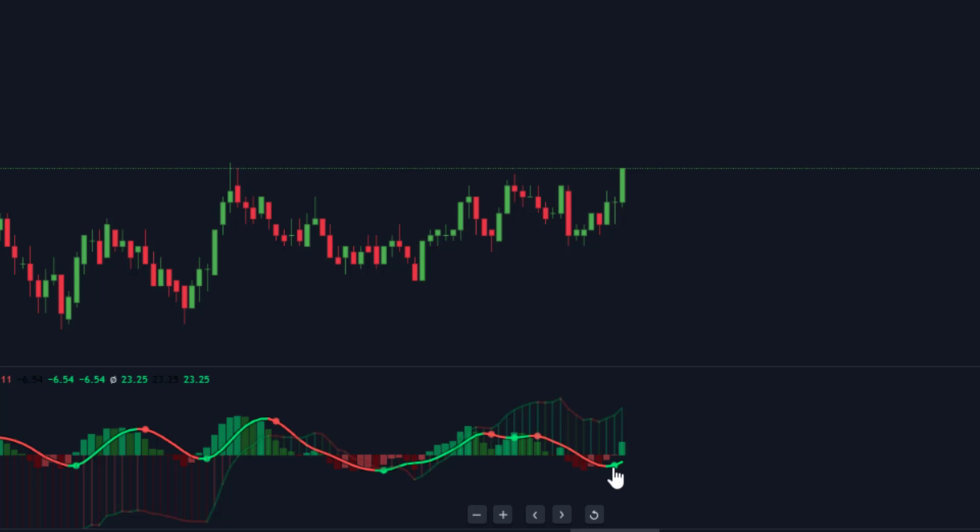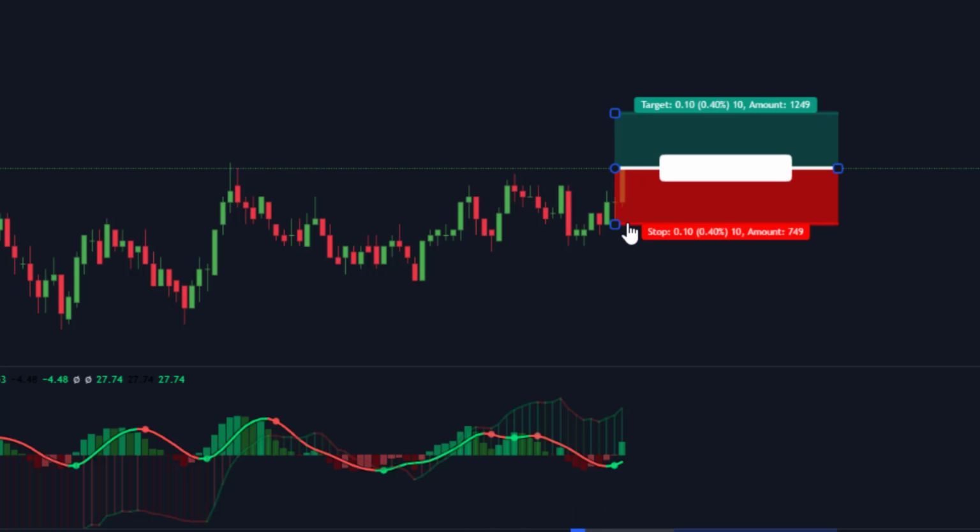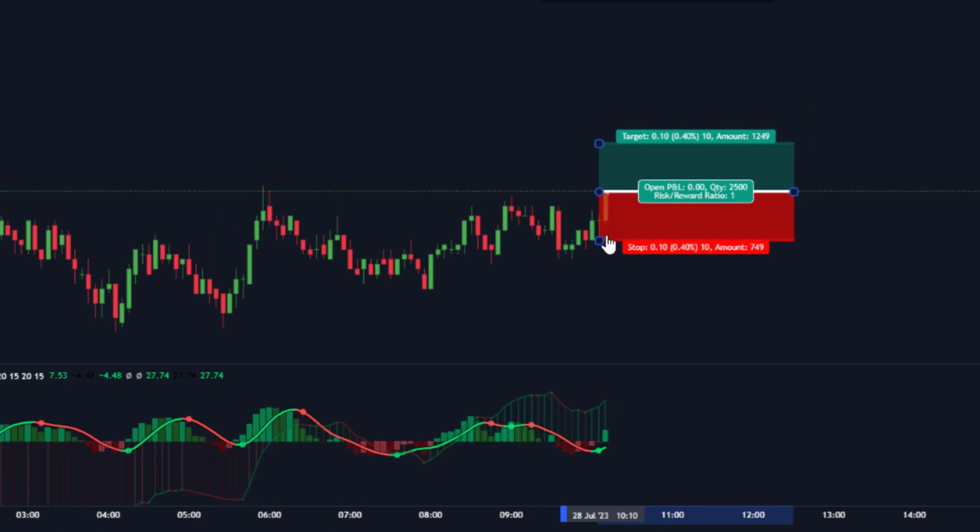And lastly, you check to see if a green dot has been printed. When you see that all these conditions have been met, then you can enter a trade, setting your stop loss below the previous low, targeting a 3 risk-reward ratio.